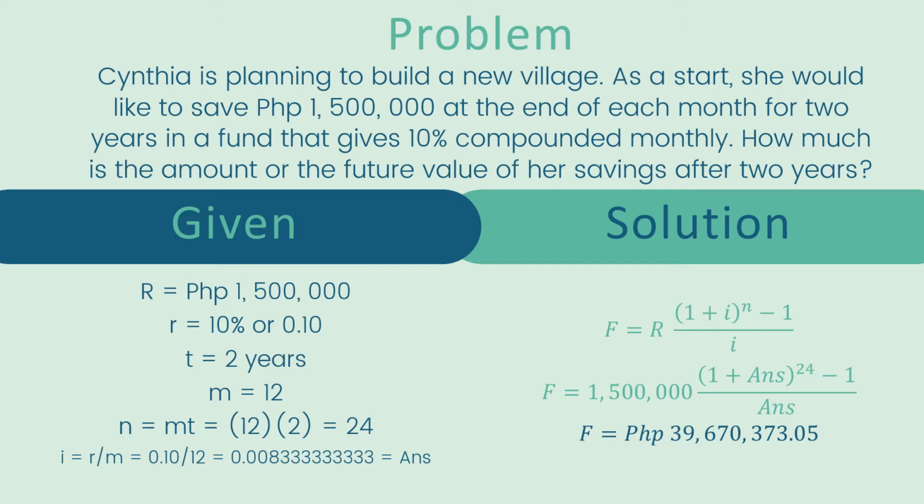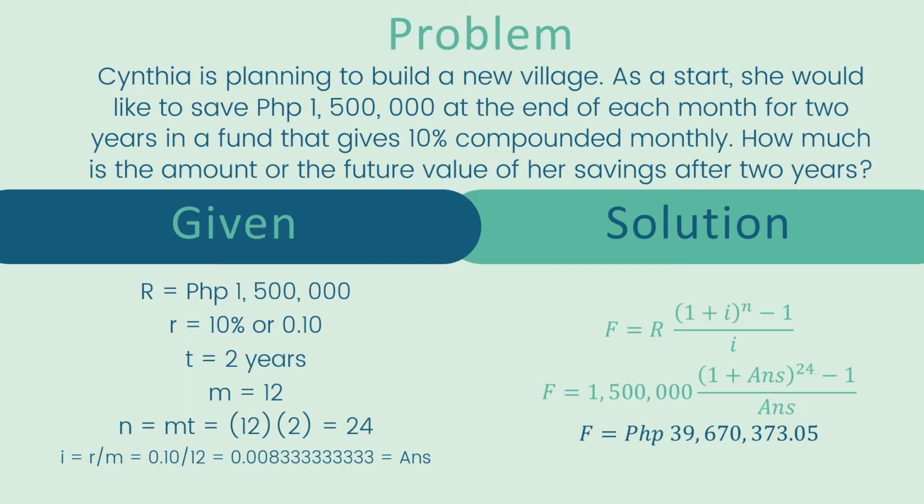So now we'll compute for the N. It is M times T. Our M is equal to 12 and our T is equal to 2. So it is equal to 24. The next step is solving for I. I is equal to rate over M or the conversion period, and we'll get 0.10 over 12 or 0.008333, or just simply ans in your calculator.